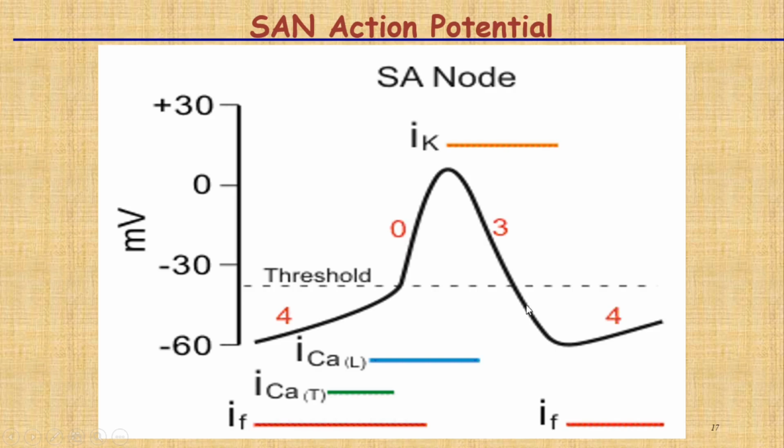Once the threshold potential is reached, a new action potential is generated. Again at the end of the repolarization, that is at the end of the action potential, a new slow spontaneous depolarization occurs. This slow spontaneous depolarization, this phase 4, is a special property of the SA node and AV node only, and because of this the autorhythmicity is maintained. It doesn't require any extrinsic stimulus. Let us see all the 3 phases and their ionic basis.